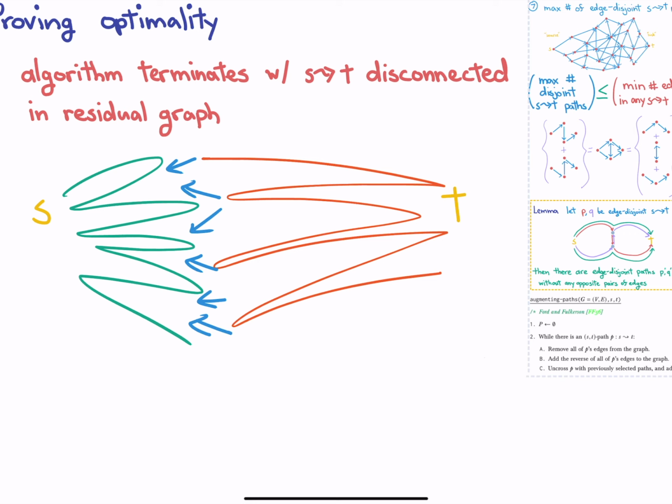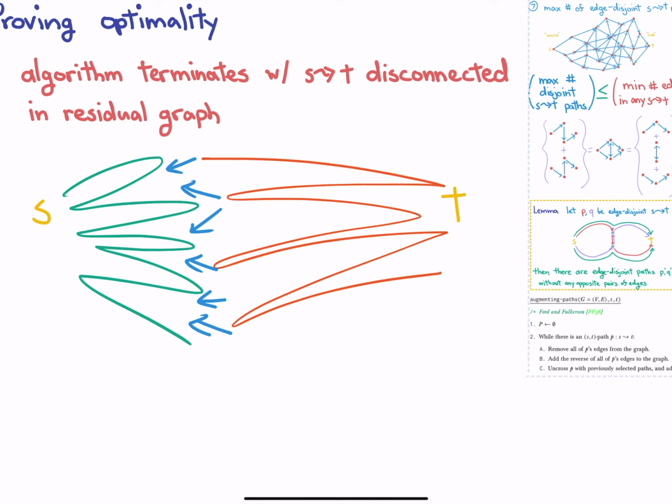Okay, so when the algorithm terminates, you've made a bunch of changes to the residual graph because you've taken a bunch of paths and you've added a bunch of reverse edges and stuff like that. And all I know is that at the end of the algorithm, by the time I'm done, I can no longer get from S to T.